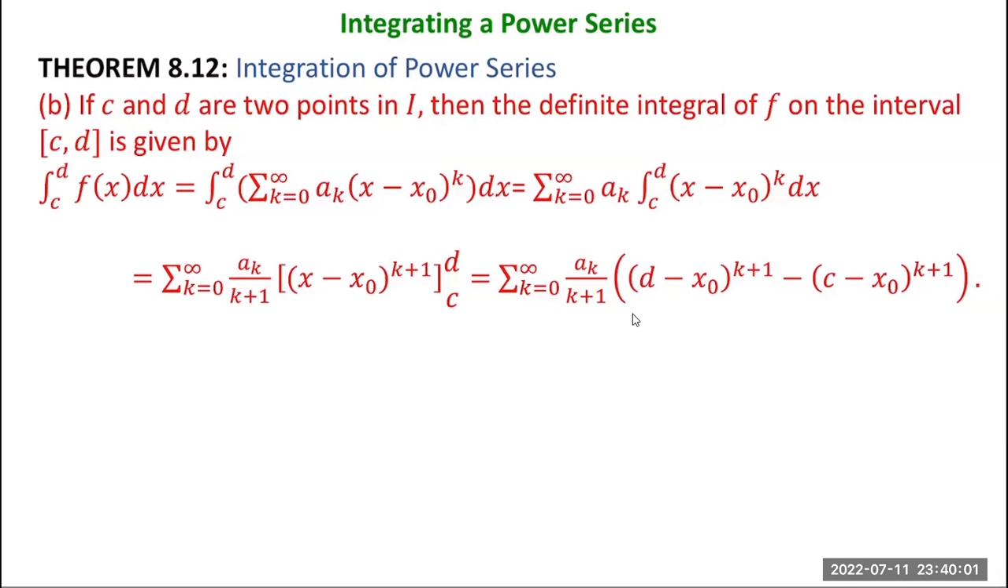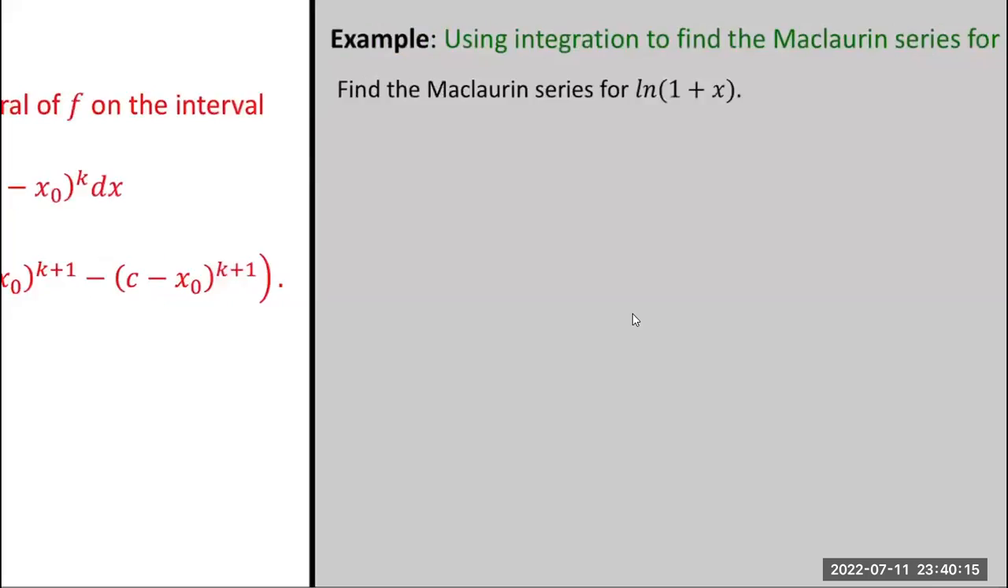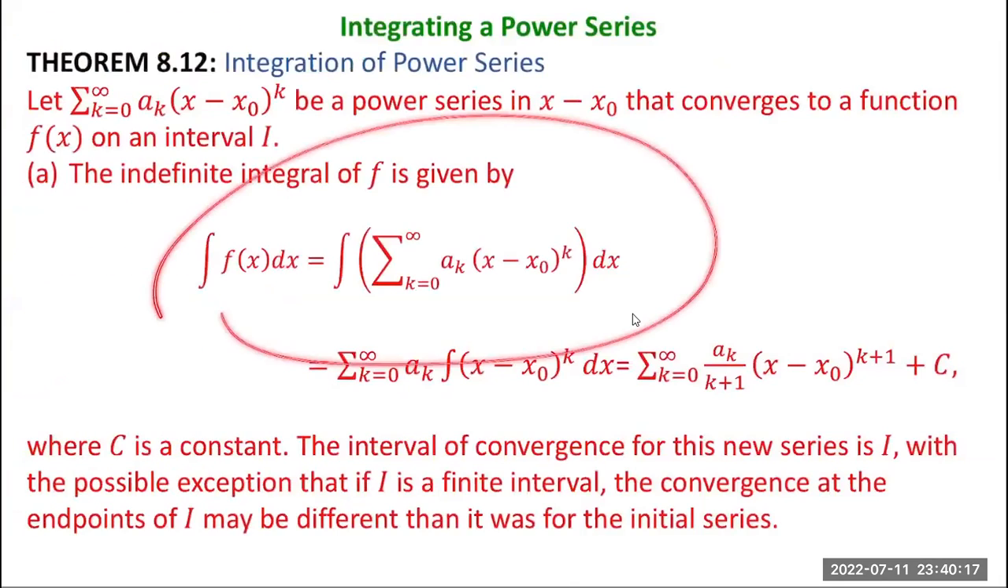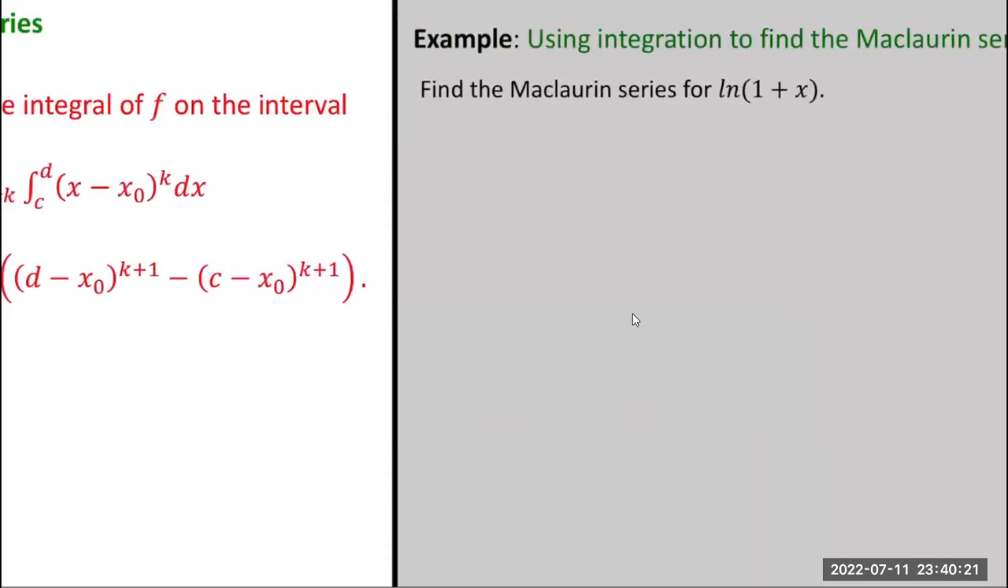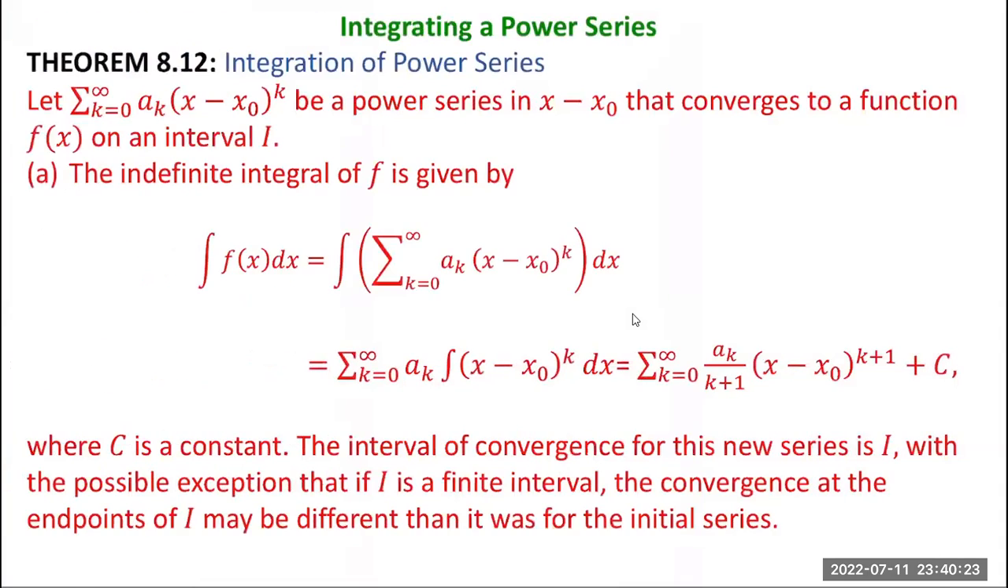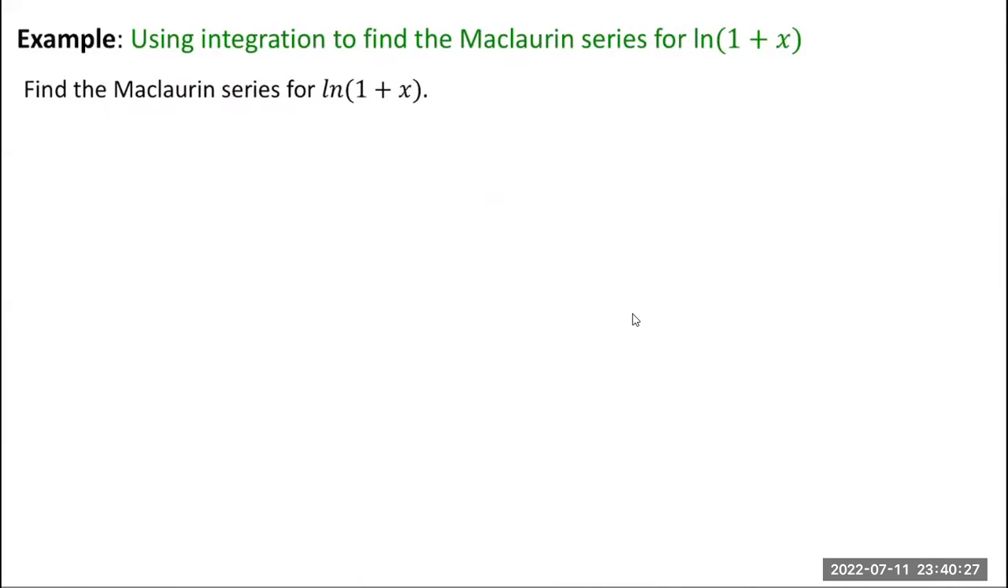All right, let's now look at an example. Here's the example that I wanted to go over. Using integration to find the Maclaurin series for ln(1 plus x). Remember, we are going to use integration. That means we are going to use one of these theorems. This theorem or this theorem. I mean, the first part of this theorem or the second part of that theorem. Find the Maclaurin series for ln(1 plus x).